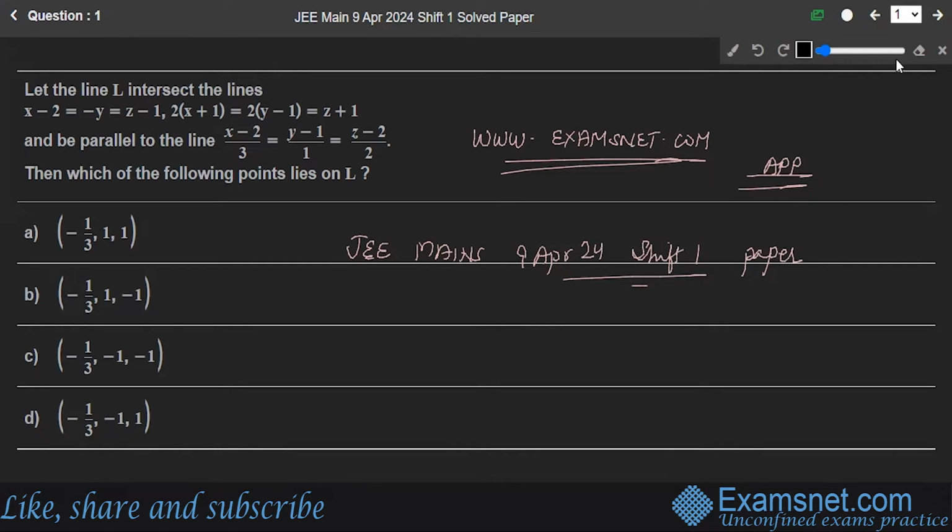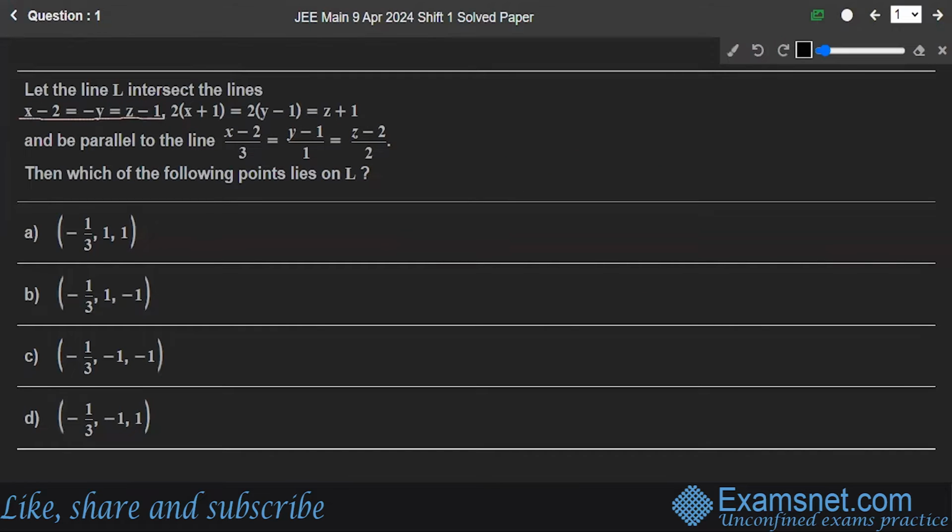Here we go. It says, let the line L intersect these two lines. This is the first and this is your second line. So these are the two lines and be parallel to this third line. Then which of the following points lies on the line L?